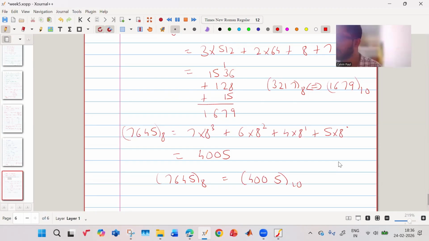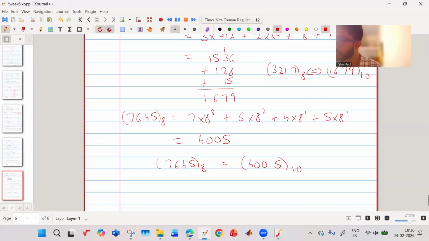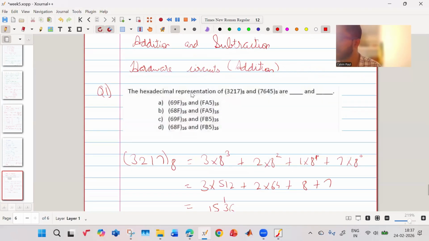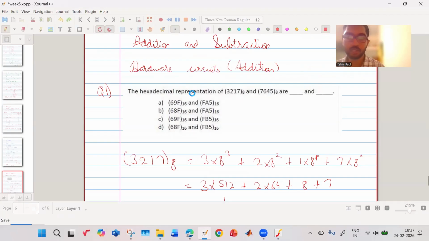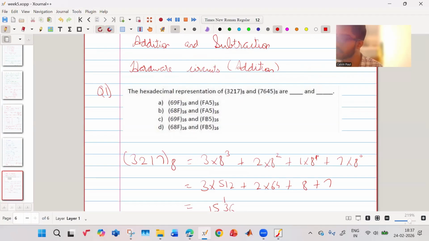Okay. Now, in the question, if you will notice, the question is saying we want a hexadecimal representation. And this is MCQ based. You don't have steps. You are given options. Like two values you need to find. It's like a fill in the blank. So here it is either 69F or 68F. Here it is FA5 or FB5.